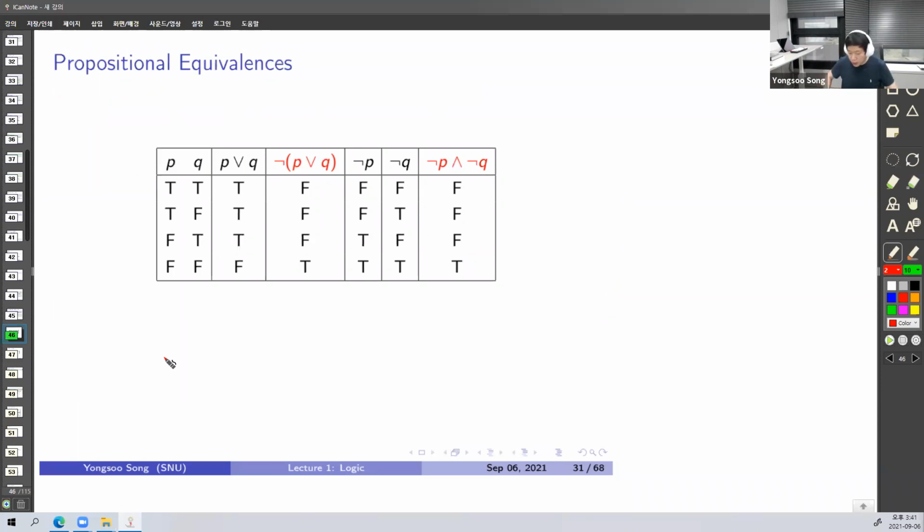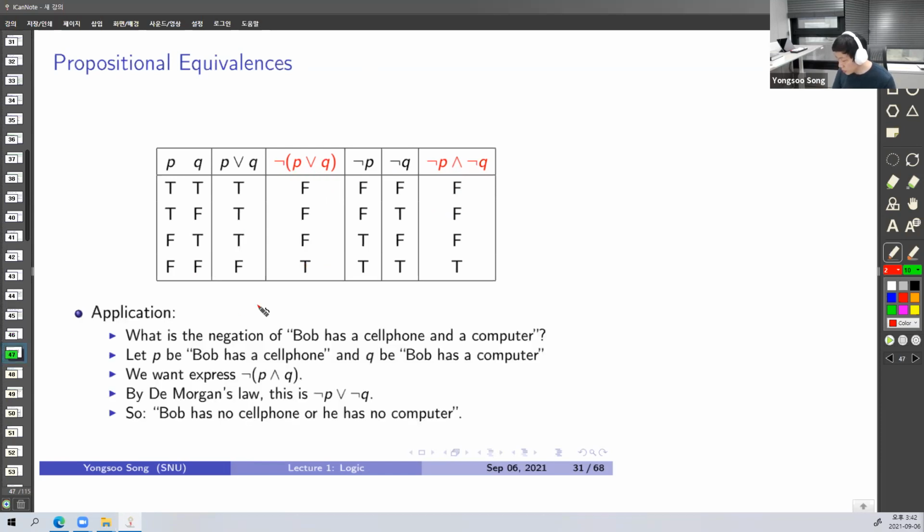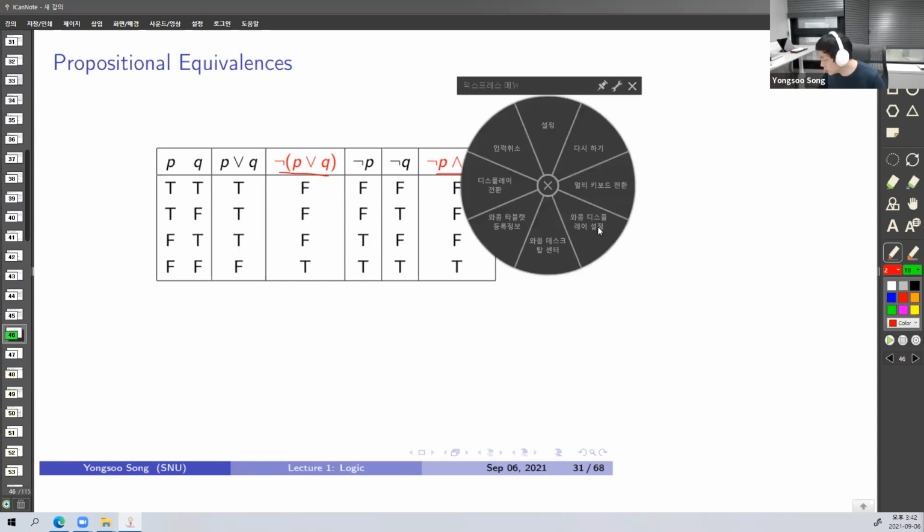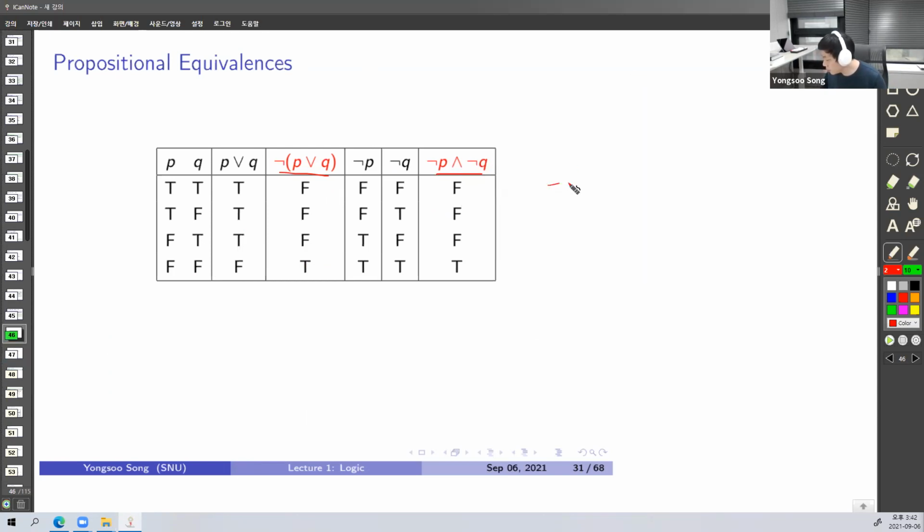So here's one example of a propositional equivalence. You can see that these two compound propositions are logically equivalent. These two propositions are true only when both P and Q are false, otherwise false. So you can use this notation: not (P or Q) is logically equivalent to not P and not Q.